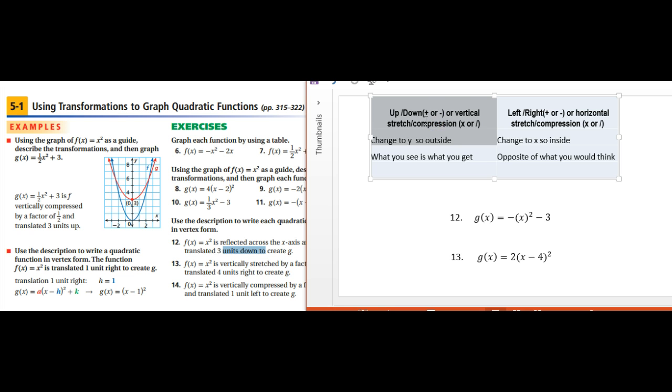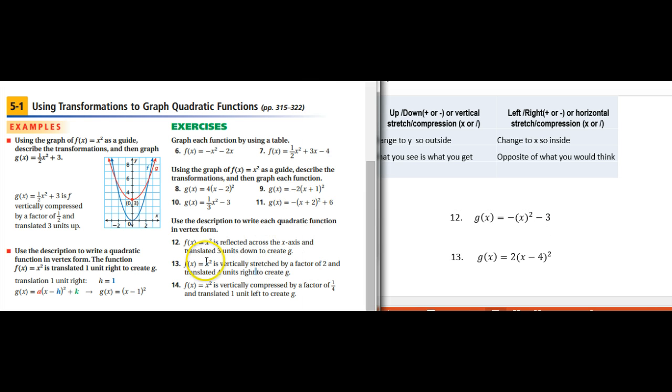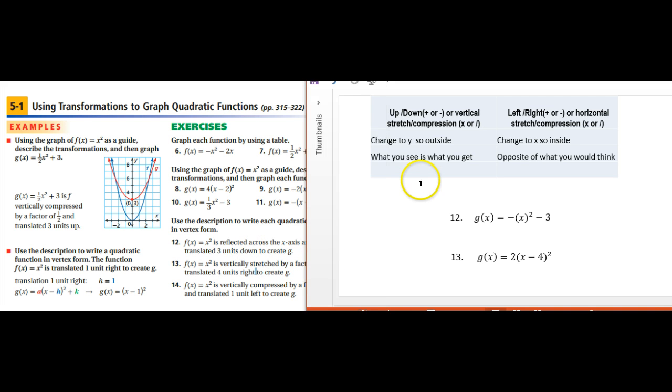Down is obviously an up-down change. It's a change to y, so it happens on the outside of our parentheses, and it's what you see is what you get. So we say -3. Number 13. Number 13 starts with x squared. It's vertically stretched by a factor of 2. A vertical stretch means multiply. The word vertical tells you outside. So we take the 2 and we multiply it on the outside. We also apply what you see is what you get. So that's where the 2 comes from right here.